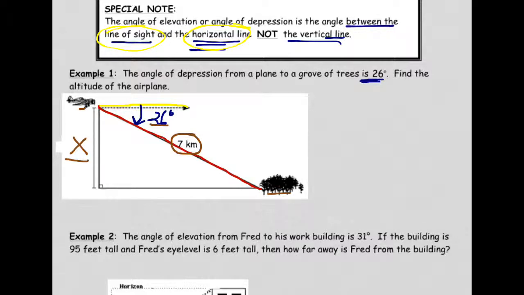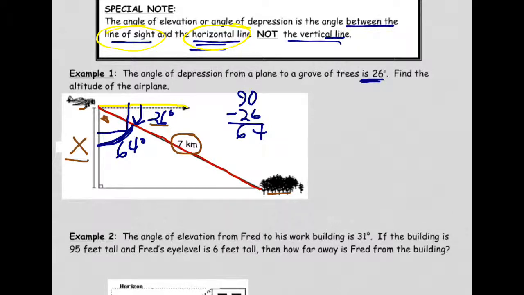Well, we really need the angle inside the triangle, this angle right here. So the angle inside the triangle is just 90 minus 26. Now, why is it 90? Because this whole angle is 90 degrees. So if you subtract 26 from that 90, you're going to get what's left for this angle right here. So that will be 64 degrees.